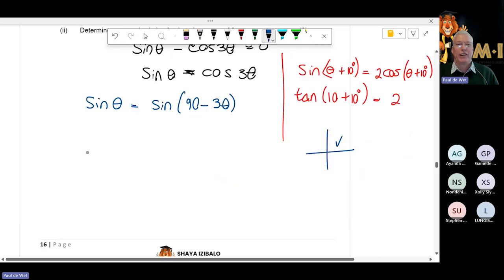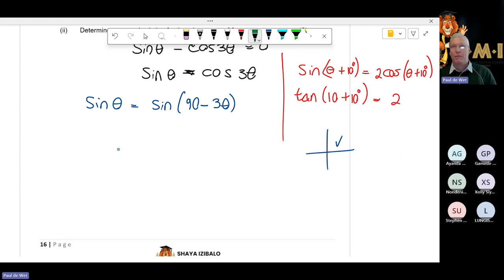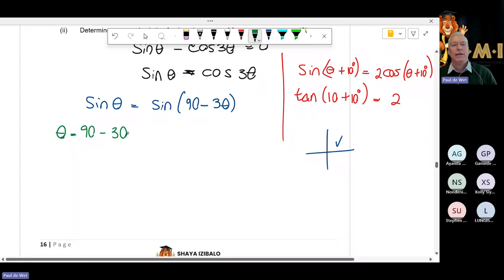Okay. Tell me what you're going to do next, because guys, this is probably one of the hardest things to explain and understand in matric maths as well. Carry on. I think we should divide by sine also. You're not actually dividing by sine, you're undoing sine. Drop the sines. So you get theta is 90 minus 3 theta plus 360k.